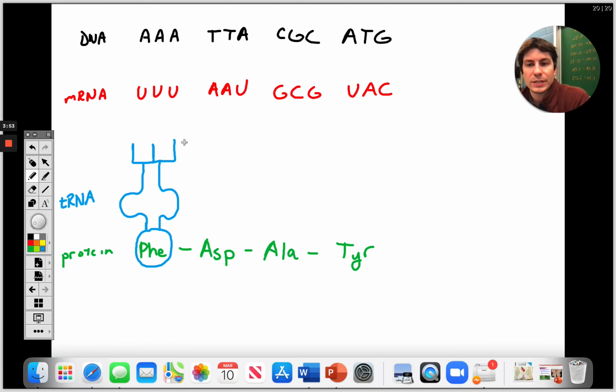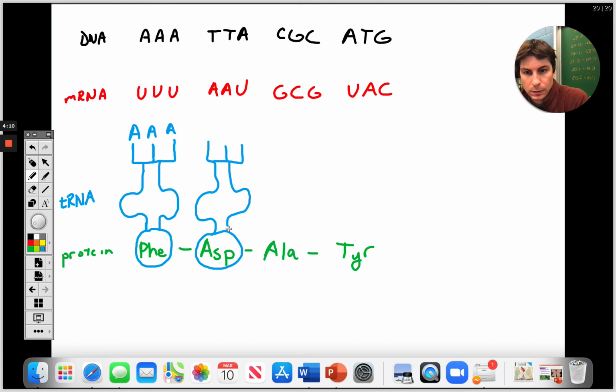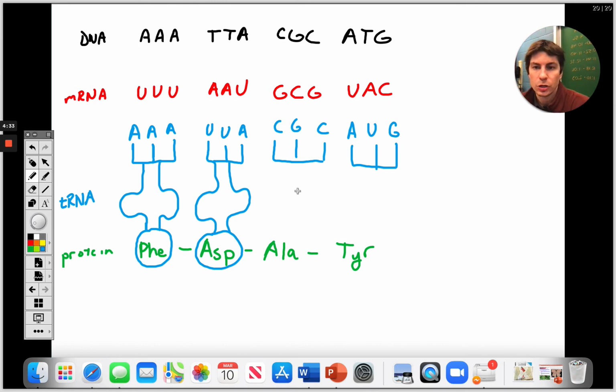If we wanted to see what was in these three positions, U would go to A. If we want to do the next one, A would go to U, A, because this is tRNA. This one, I'm not going to draw all the clovers here, but it would be C, G, C. This one, A, U, G. Okay? So that is the tRNA.